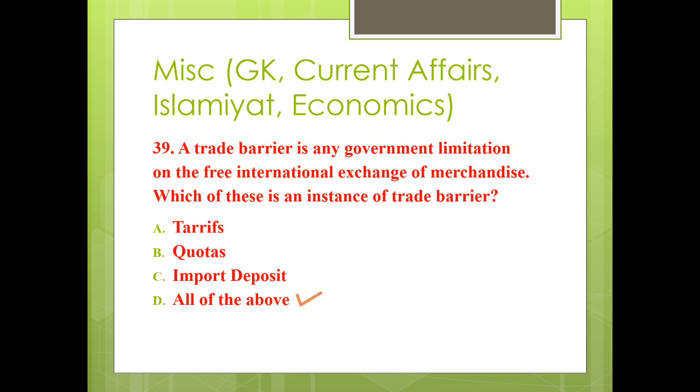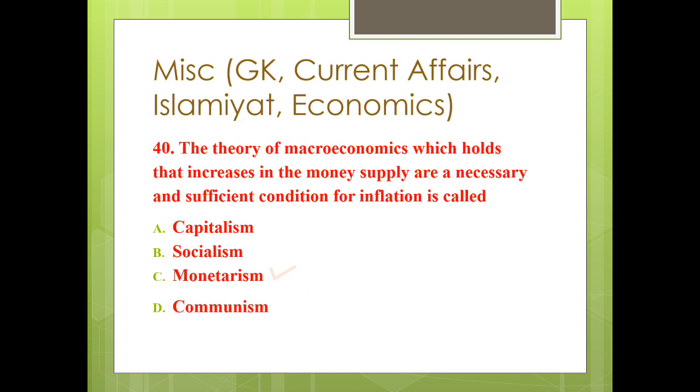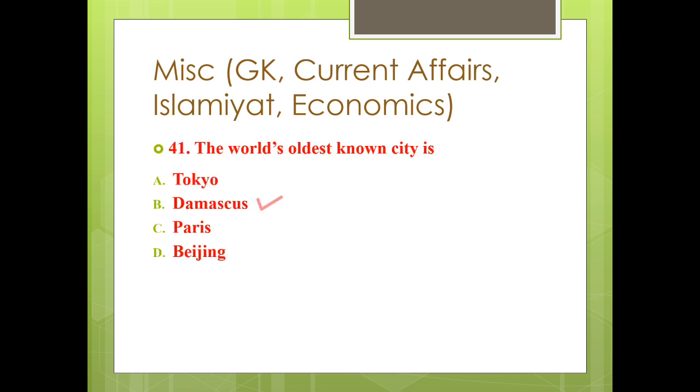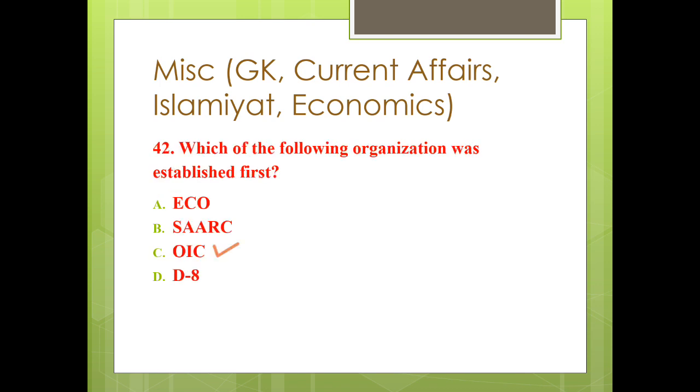A trade barrier is any government limitation on the free international exchange of merchandise. Which of these is an instance of trade barrier? All of the above. The theory of macroeconomics, which holds that increases in the money supply are a necessary and sufficient condition for inflation, is called monetarism. The world's oldest known city is Damascus, which is in Syria. Which of the following organization was established first? OIC was the one which was established first.